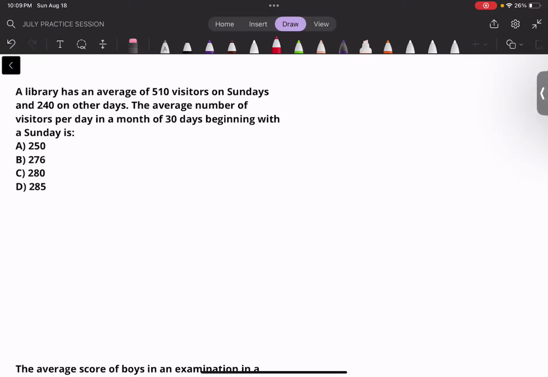Five Sundays will be there. Because 30 days are there, that's why. Starting with Sunday, the next 29 days have 4 Sundays, so overall 5 Sundays. So how many days will be non-Sundays? That means not Sunday. 25. So on the 5 days which are Sundays, the average is 510. On the remaining 25 days, the average is 240. So overall, you have to calculate the 30 days average. Please try this question now.